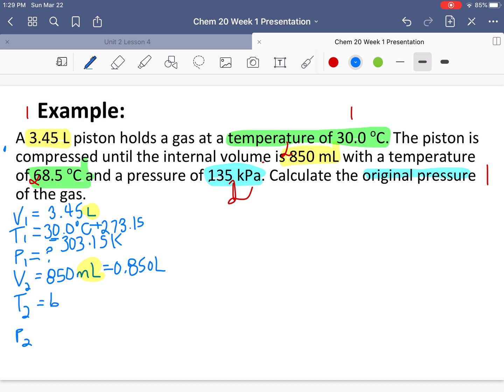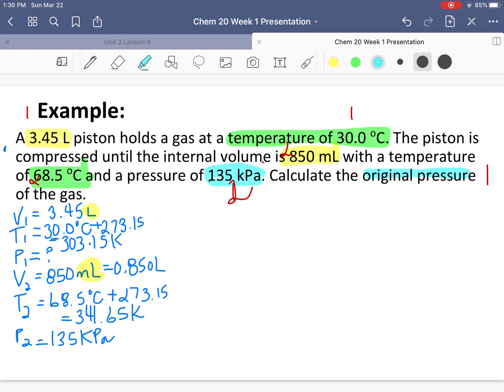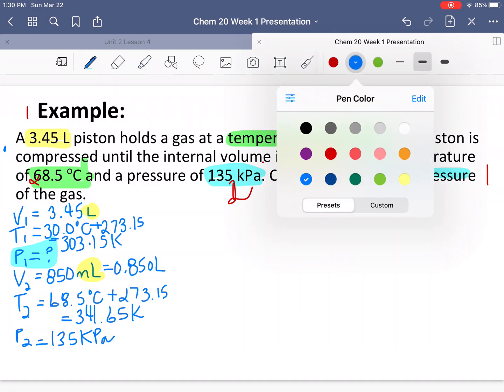Temperature, final temperature is 68.5 degrees Celsius. Again, add your 273.15 so that we can convert this to Kelvin. Gas laws, always in Kelvin, no exception. 341.65 Kelvin. We're getting close here. P2, the pressure is 135 kilopascals. And once again, our whole purpose of this problem is to look for our initial pressure. You should know what's coming next.